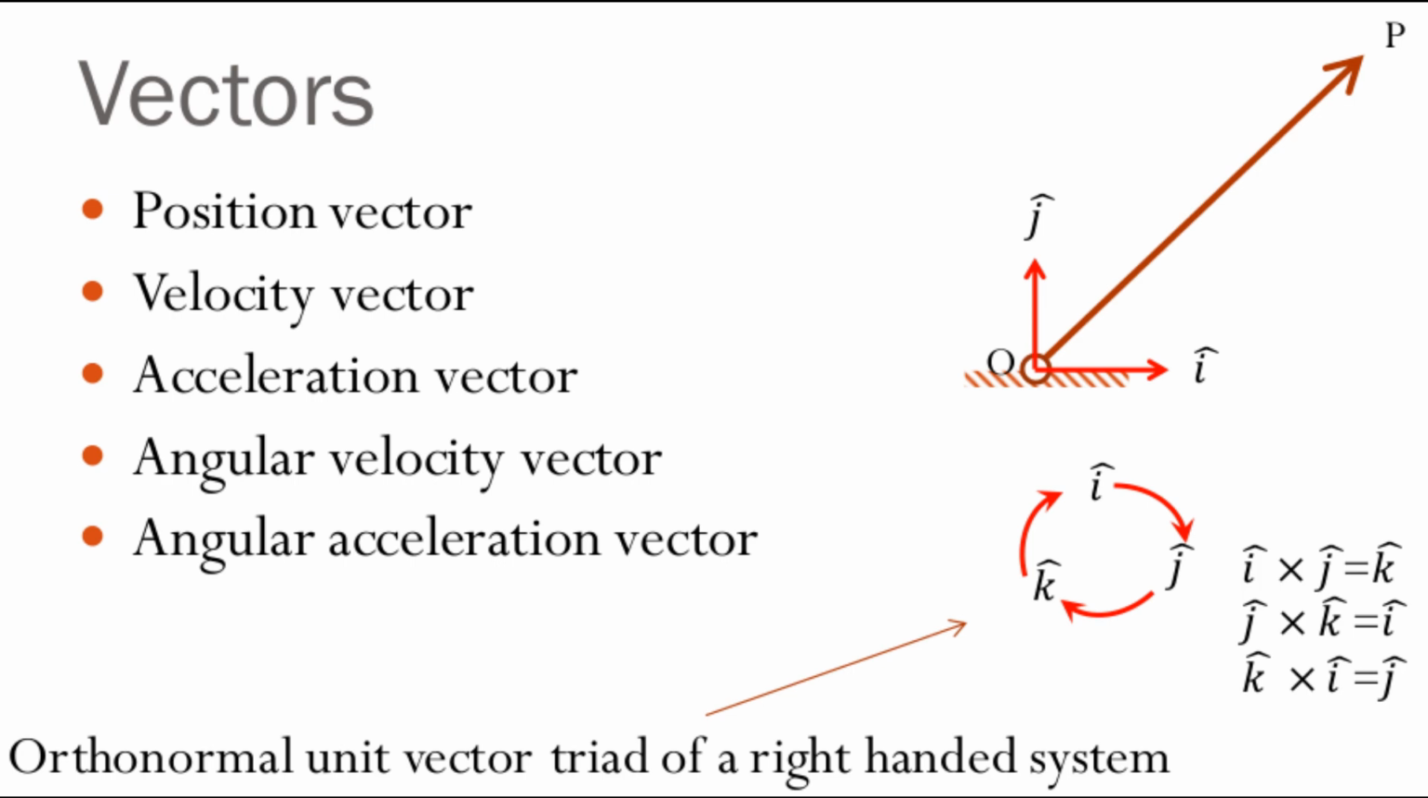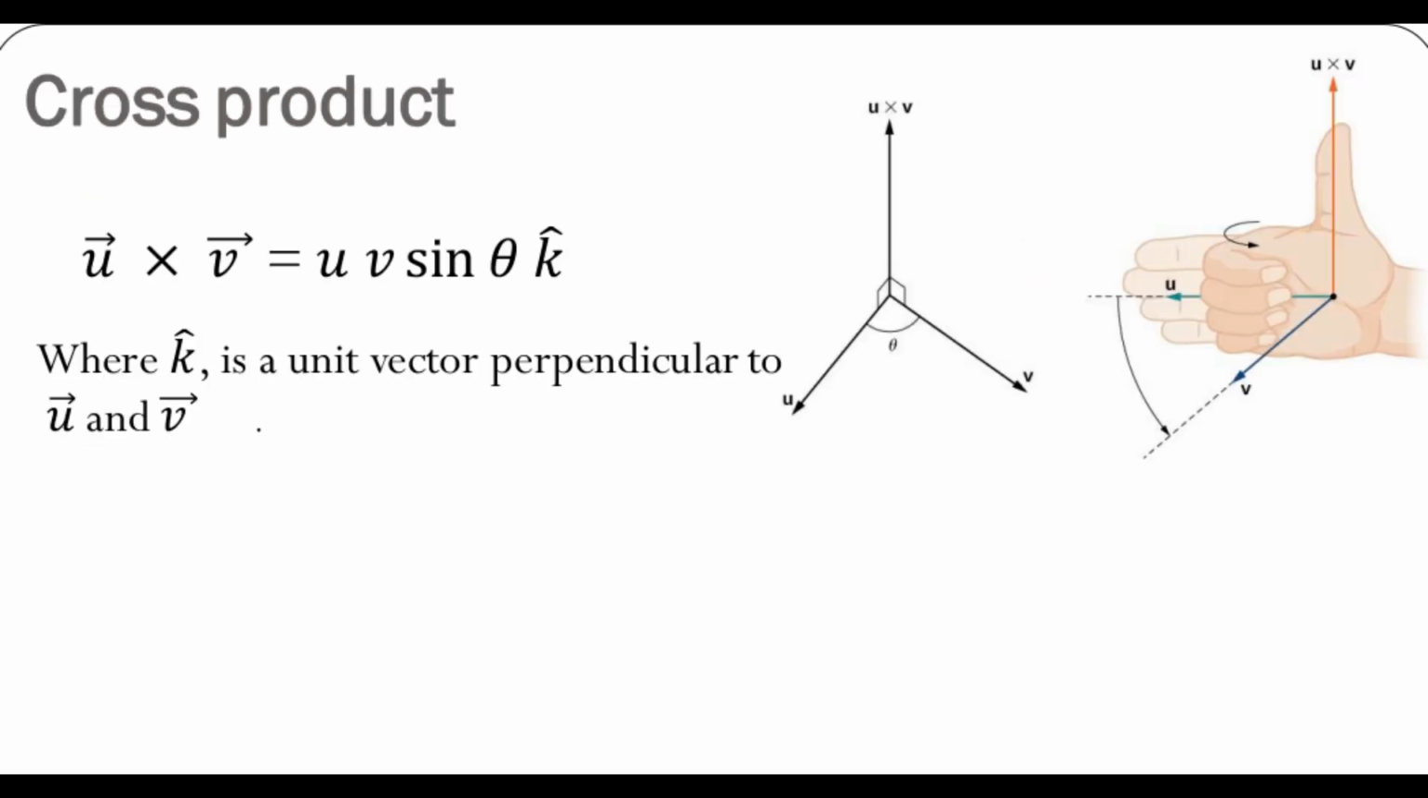Okay, the most common coordinate system is the Cartesian coordinate system, where i, j, k are unit vectors along the x, y, z axes. So we have seen this before. So let us go to the cross product. Even this was discussed earlier.